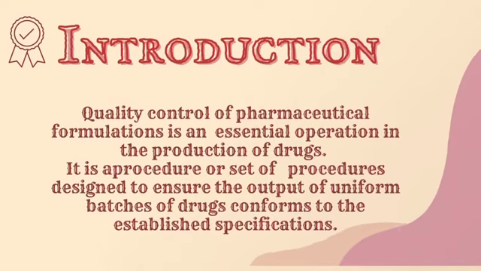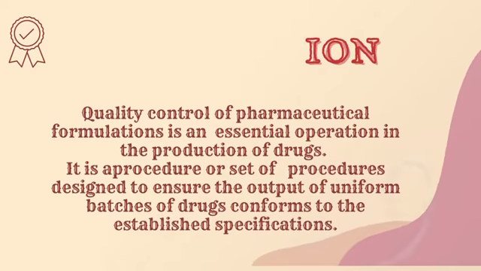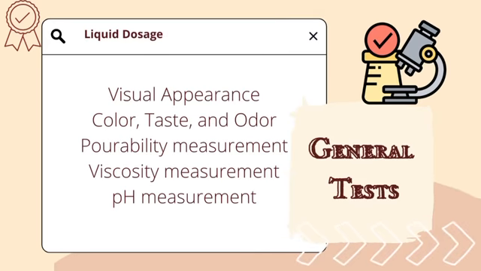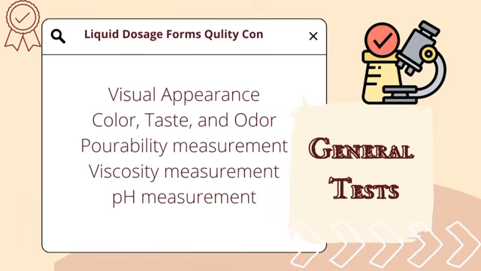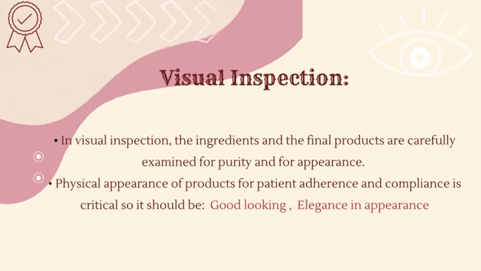Quality control is a procedure or a set of procedures designed to ensure the output of uniform batches of the drug conforms to the established specifications of these formulations. Different dosage forms require different quality control tests, but there are some tests that will be performed for each liquid dosage form regardless of its type.